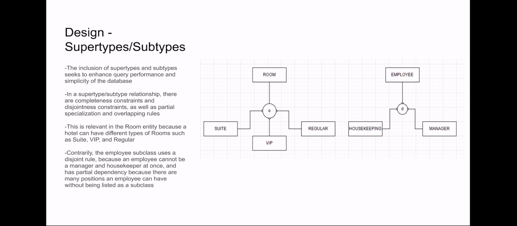and regular. Contrarily, the employee subclass uses a disjoint rule because an employee cannot be a manager and housekeeper at once, and has partial dependency because there are many positions an employee can have without being listed as a subclass.